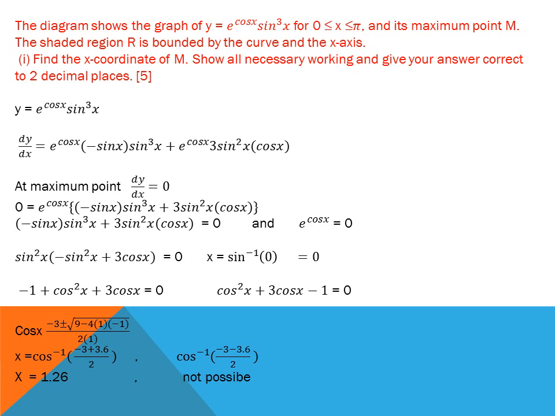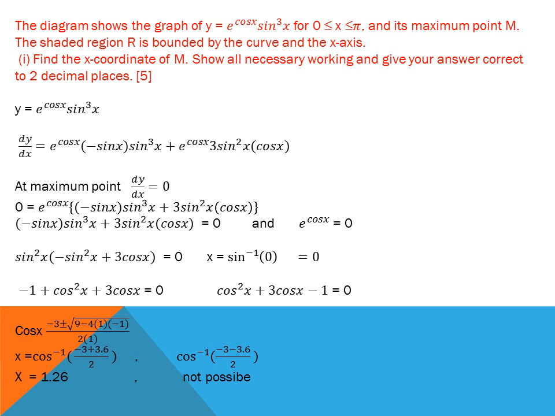Then put a plus sign, write e power cos x as it is, and the derivative of sin cube x is 3 sin square x, and the further derivative of sin x is cos x. At the maximum point, dy over dx is equal to 0. I put 0, then e power cos x is taken as common, and the equation becomes minus sin x sin cube x plus 3 sin square x cos x.